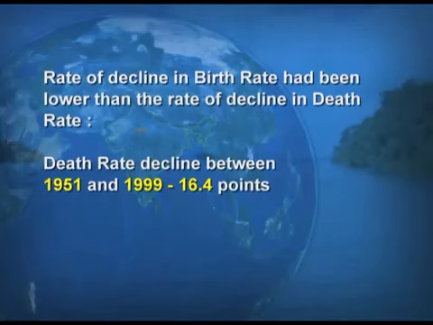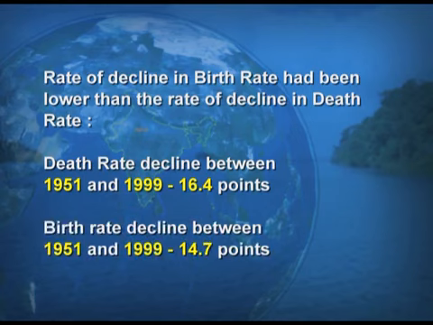If you look at the screens, you can find that from the year 1951 to 1999, the decline in the death rate had been 16.4 points, whereas the birth rate also declined, but the decline in the birth rate for these years, that is from 1951 to 1999, was 14.7 points.